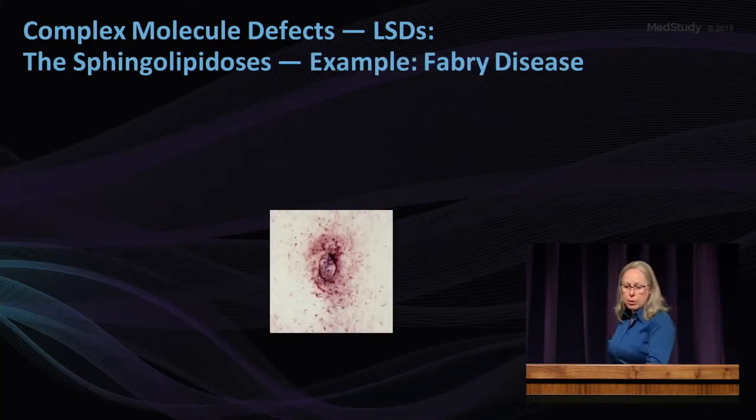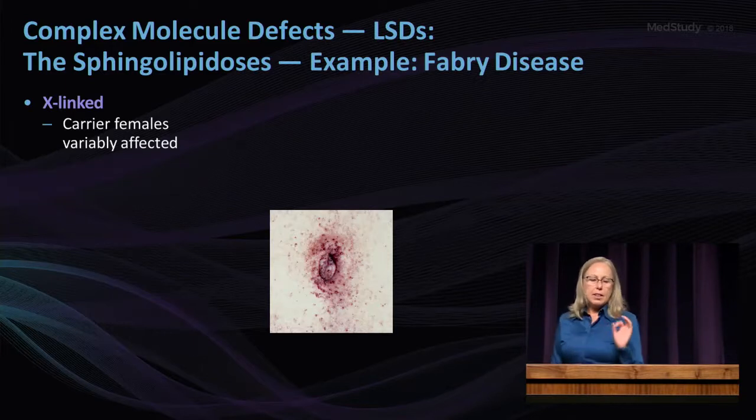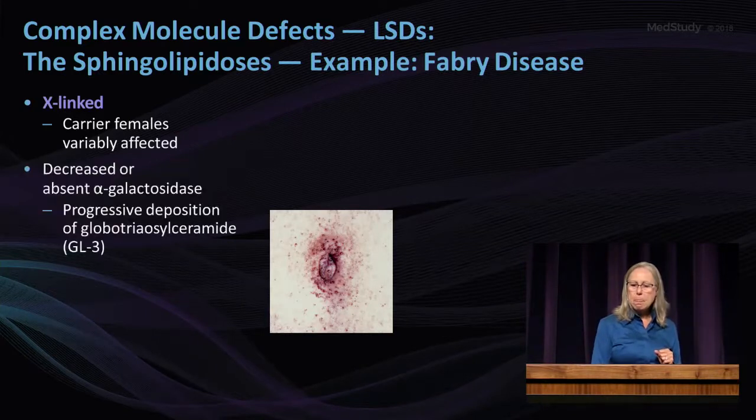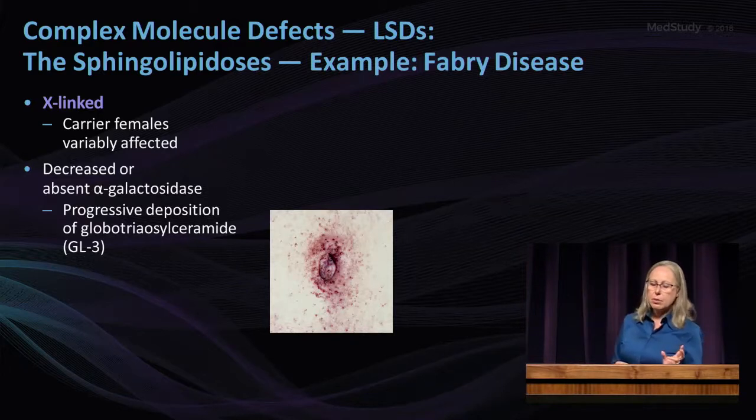Fabry's is another sphingolipidosis. It's X-linked. Carrier females are variably affected, again, based on this X inactivation. It's due to decreased or absent alpha-galactosidase, and it gives you progressive deposition of this GL3.